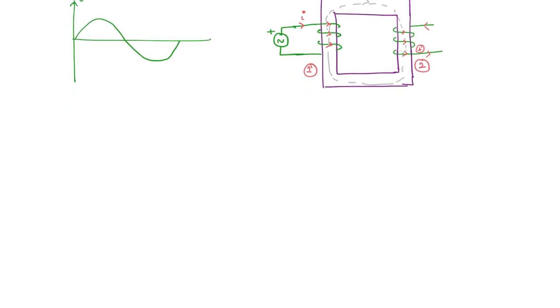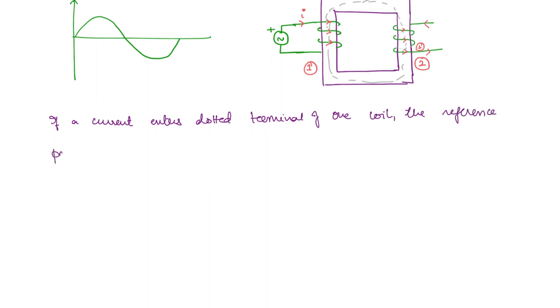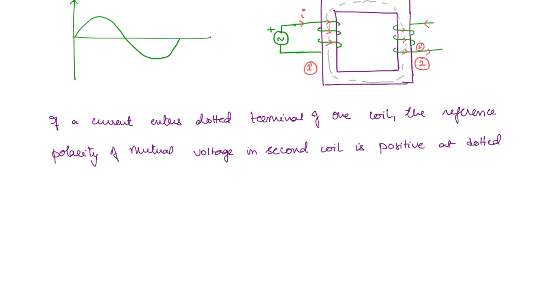First you write this statement, then I will explain to you. If a current enters dotted terminal of one coil, the reference polarity of mutual voltage in second coil is positive at dotted terminal of second coil.